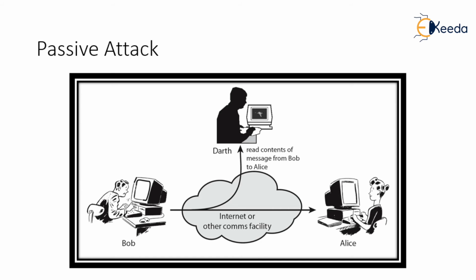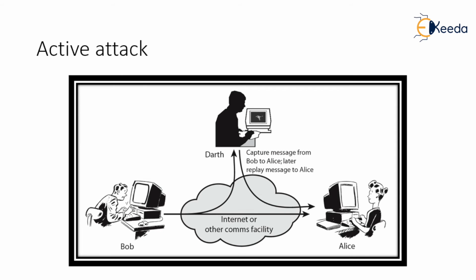Next is the active attack. Here we can see that Bob and Alice are communicating over the communication link with the help of the internet and the network. When an active type of attack happens, here also the attacker is Darth. What happens in the active attack is that the attacker captures the messages which are being sent by Bob for Alice, and after capturing the messages, Darth is replying to Alice.